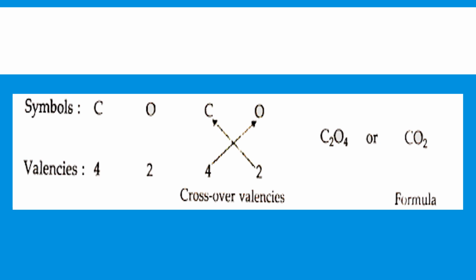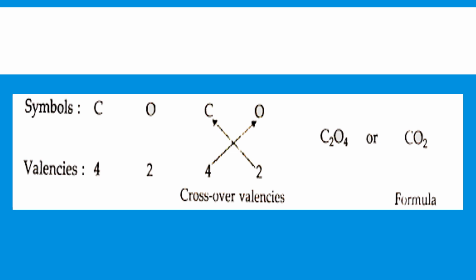So you have to crisscross, multiply, cross over the valencies, and when you do it, carbon into 2, C2, and oxygen into 4, that is O4. But we are seeing now that 2 and 4 have 2 as a common factor. So when you divide this by 2, you are getting CO2. The formula is CO2. So what are the steps I told?